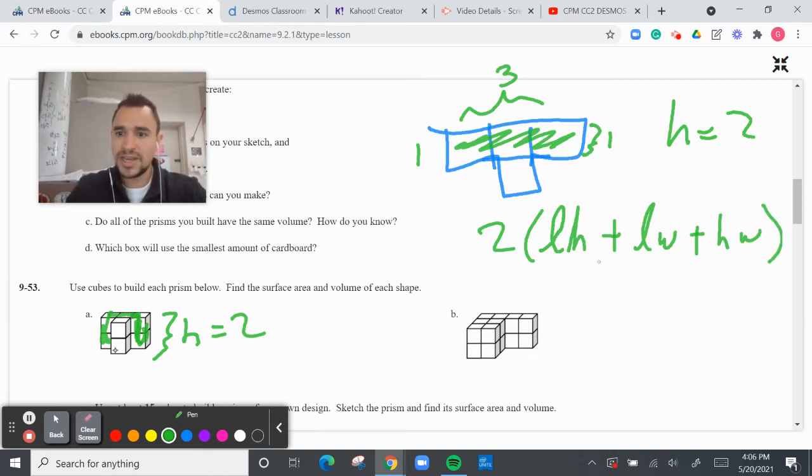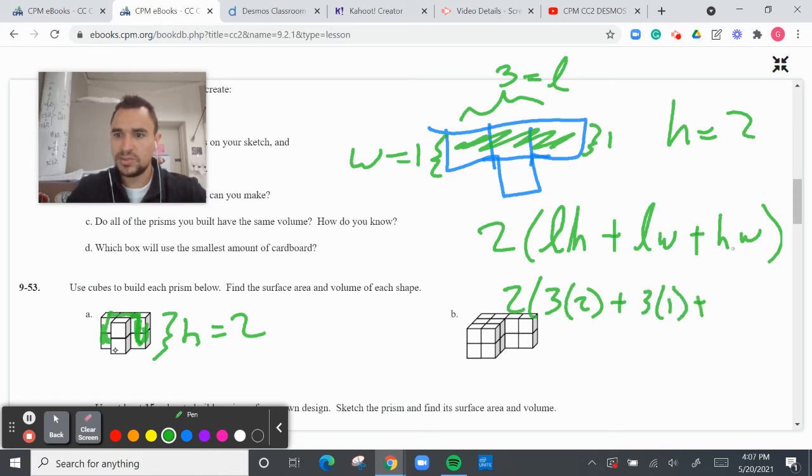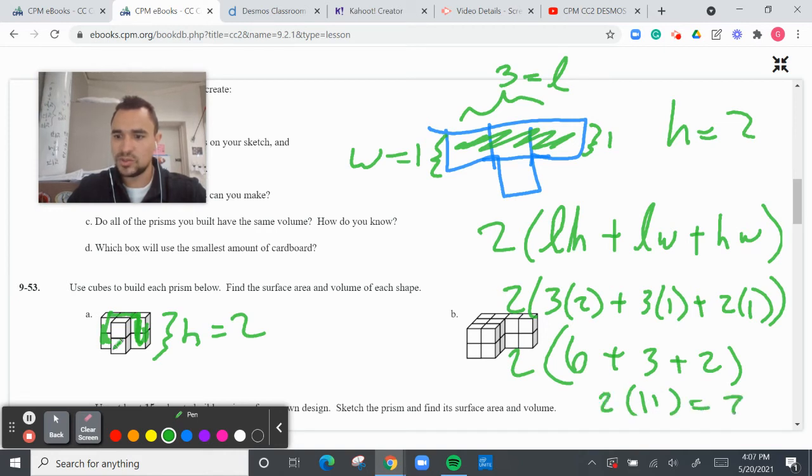So we know our height is 2 and our length is 3. So we're going to say that the length is 3. The width is 1. So this is the width. So it's going to be 3 times 2 plus 3 times 1 plus height is 2 times 1. So that's 6 plus 3 plus 2. And that's 6, 7, 8, 9, 10, 11. So that's 2. So that's going to be 22.